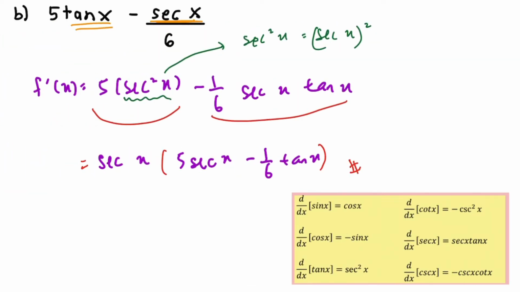So now let us finalize our answer. Let's factorize the common term. For the first term, we have secant x. Second term, we also have secant x. So let's take out, factorize it. So inside the bracket, you are left with 5 secant x minus 1 over 6 tangent x. This is your final answer.